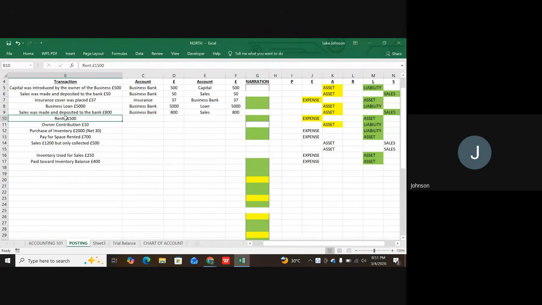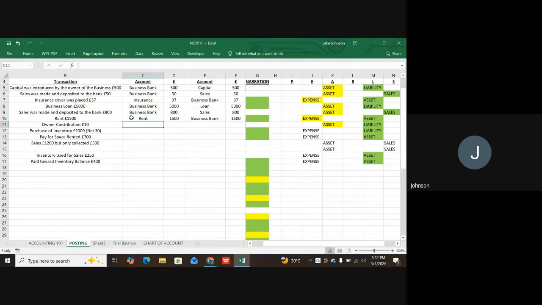So the next thing is rent. Now, we paid £1,500 for rent. So what kind of transaction is this? Who can answer me? Debit rent and credit business bank. So what kind of transaction is rent? Rent is an expense. So we debit rent account by 1,500, then the business bank is going to be credited by 1,500 as well. Okay, so that is fine.